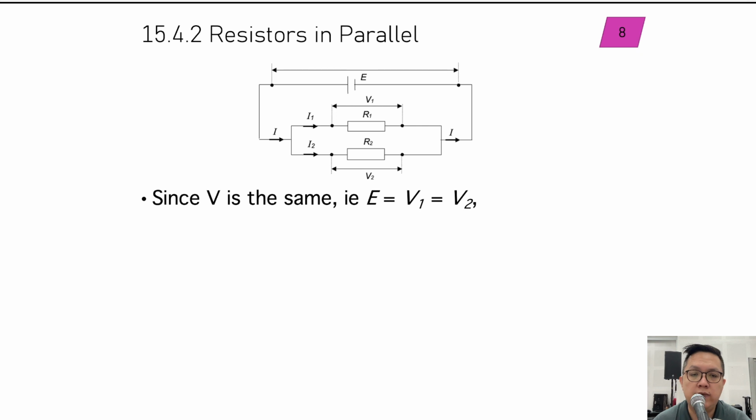So since V is the same, we can say that E is equal to V1 plus V2, and we're just going to write it as V, right? And the total current is I1 plus I2. That's what we know. Okay.